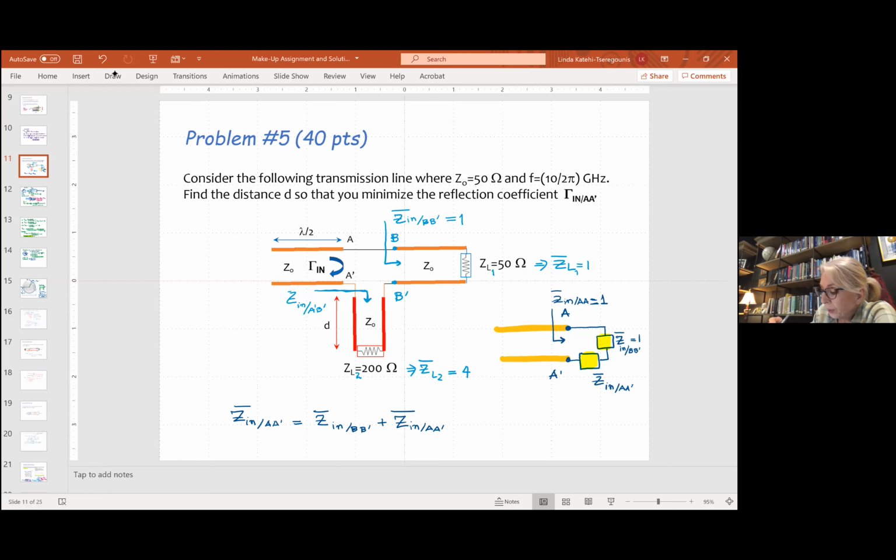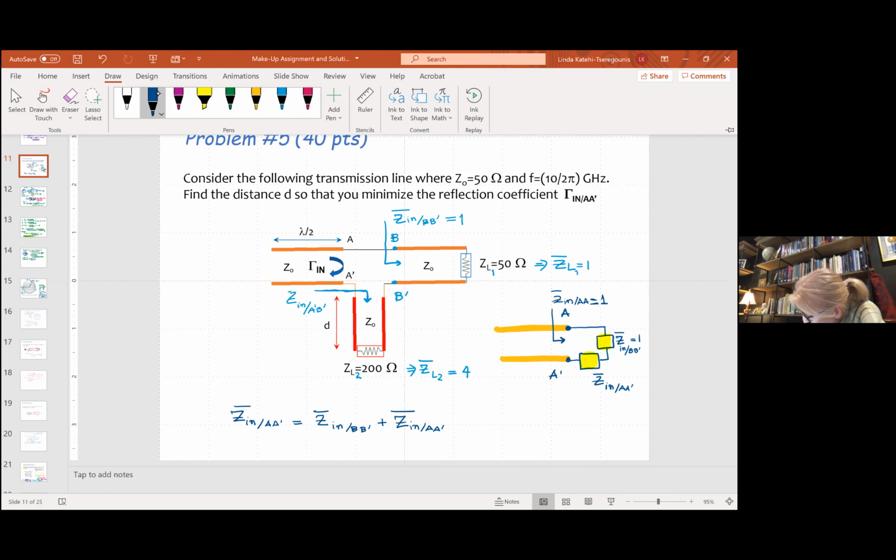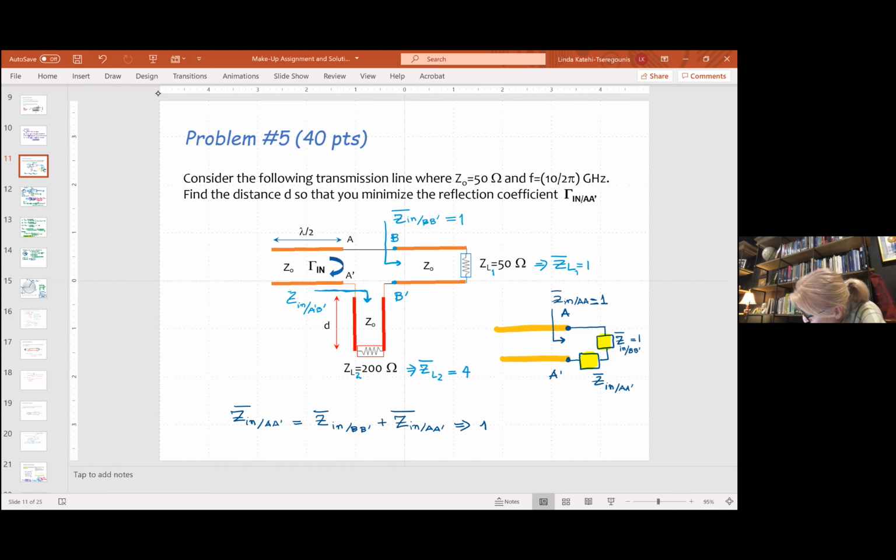And what we have from there also is, if we replace, we have 1 should be equal to 1 plus Z input at A prime, normalized. Which means I find a very interesting relationship, and I find from here that Z input at A prime should be 0. This is very important.